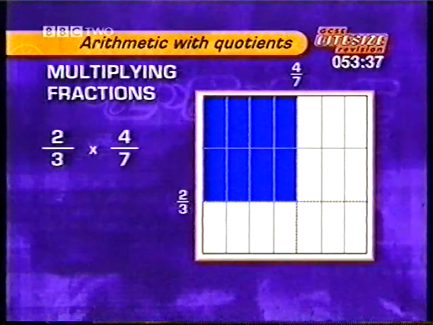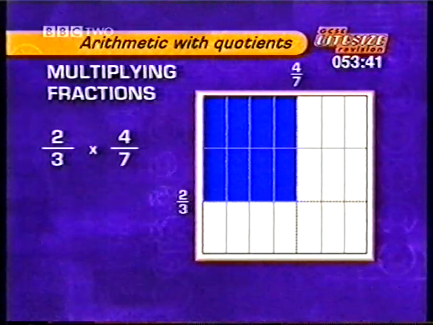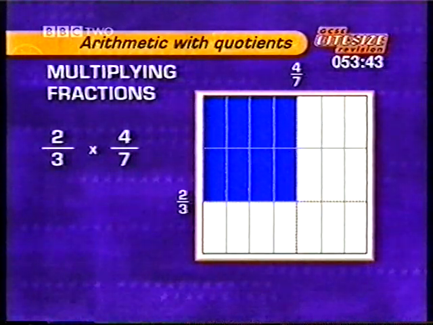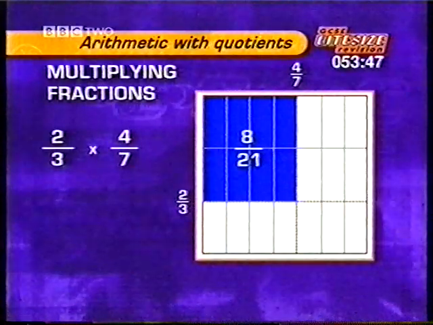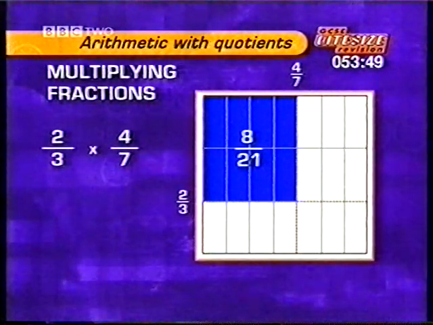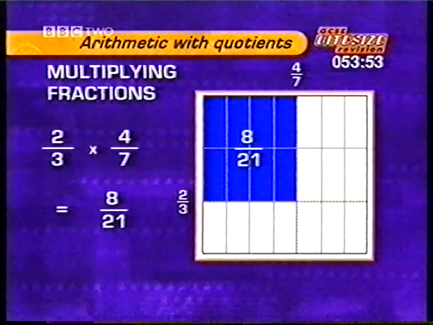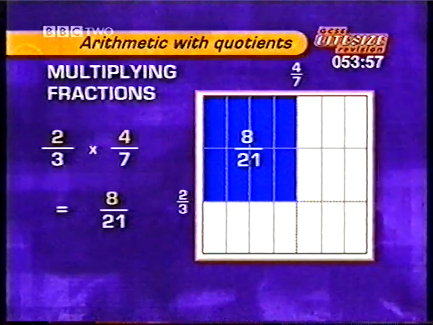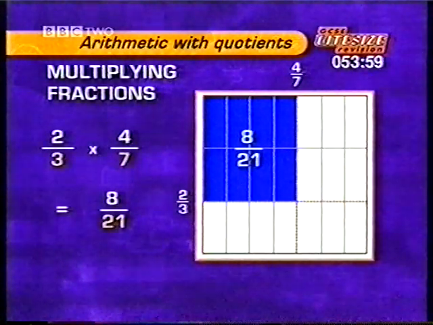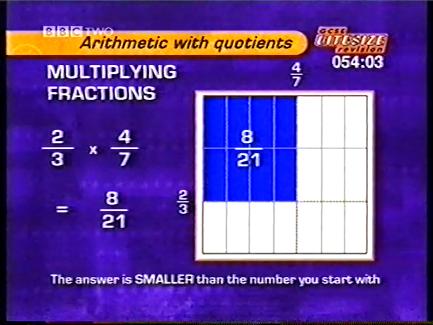But the whole square has 21 parts, and the shaded area has 8 parts. That means that the area of the shaded portion is 8 21sts of the whole. So 2/3 times 4/7 is 8 21sts. Now this answer is what you get by multiplying the top numbers of the fractions together, 2 times 4, and multiplying the bottom numbers together, 3 times 7. And this is how we multiply fractions.